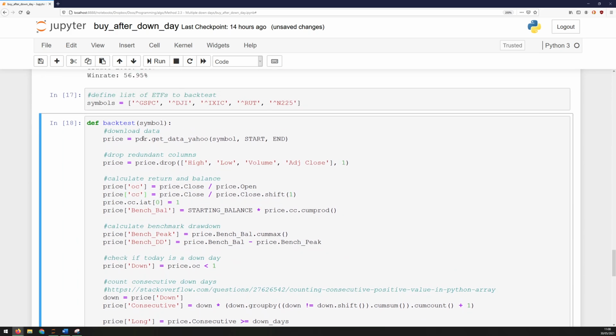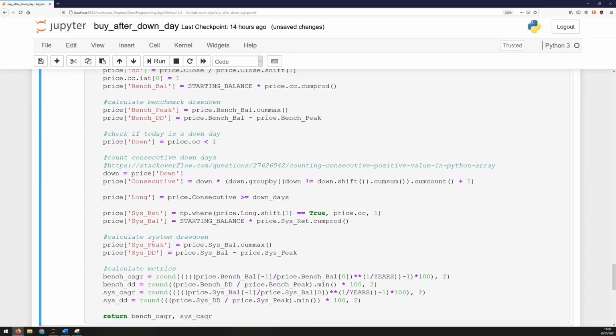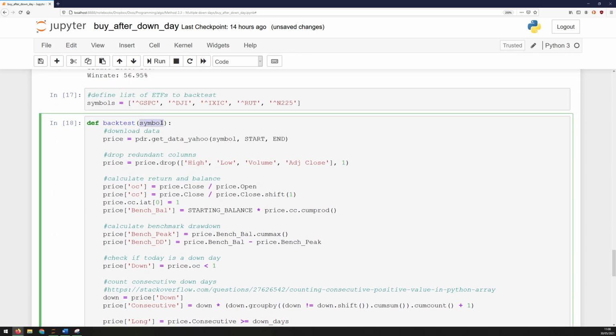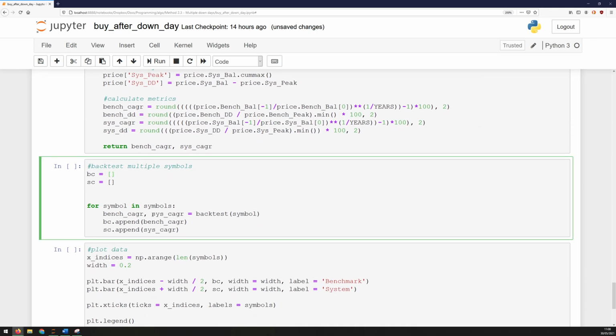So this backtest function is nothing new. It's everything from above just compacted into the same place. This means that I can just feed in a symbol one at a time and do the testing for them all in one go. And that's what's happening here. So I'll run this in the background because this will take a few seconds.